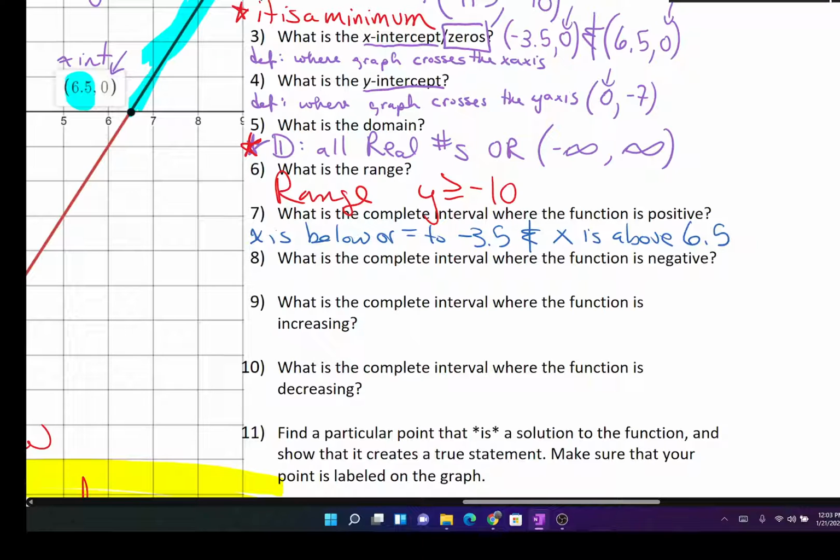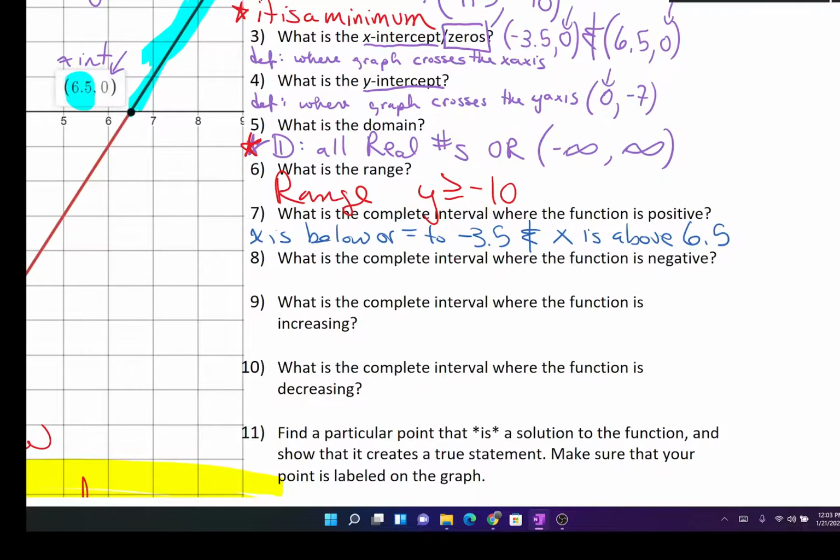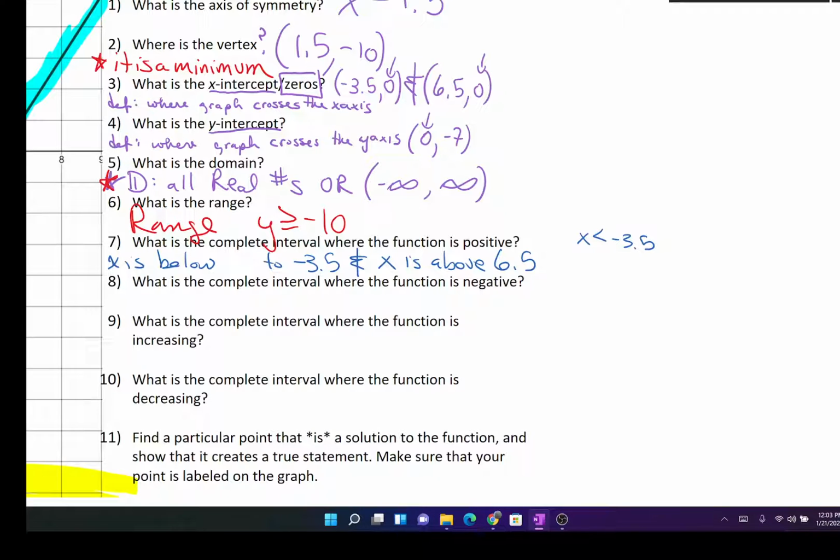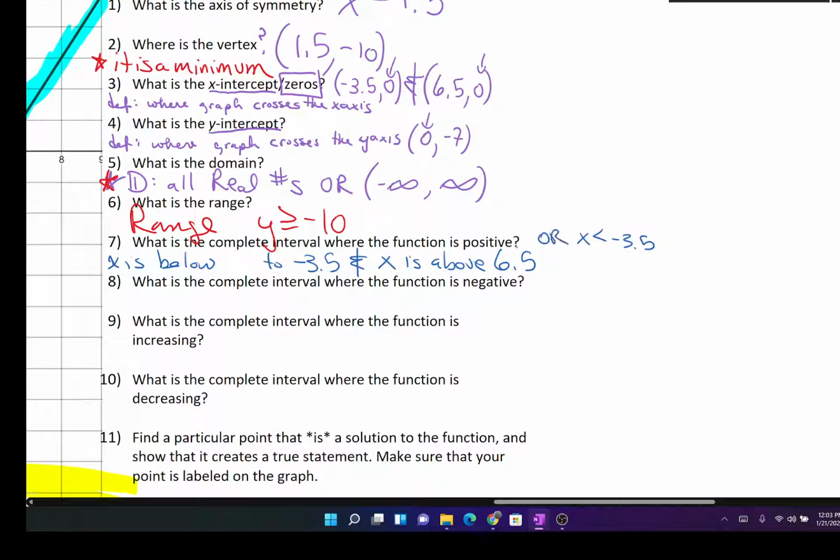Math 2+ kids, I would really like to see the inequality or the interval notation, okay? The inequality is x is less than -3.5, and you don't have to include the equal sign, by the way. Both of you guys, you can include it or not include it. I'm not stressing about that. That part doesn't bother me. So there's one set of answers. We're just going to leave off the equal sign because it stresses you out.